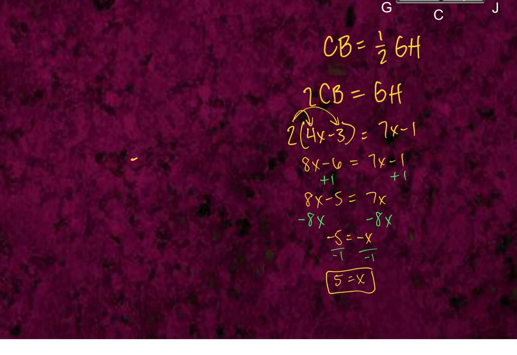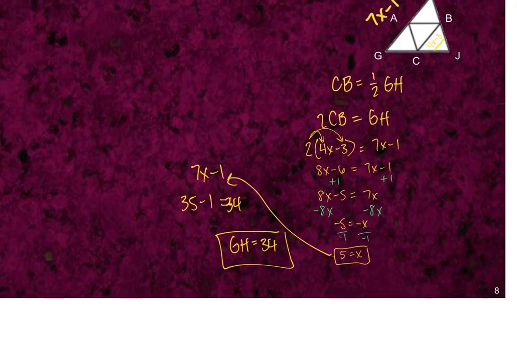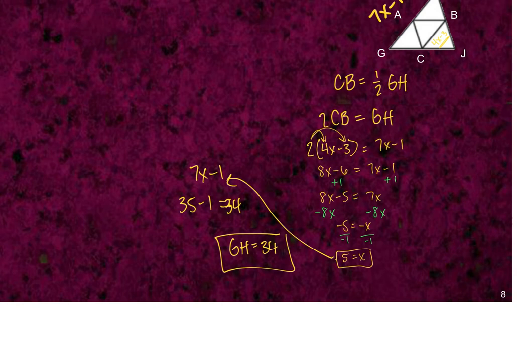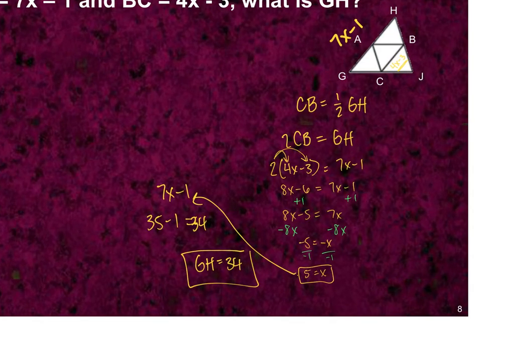Very good. So we're going to take that 7x minus 1, and we're going to plug in x equals 5. We're going to get 35 minus 1, which is 34. So the length of GH is 34. What's the length of CB without plugging it in? 34 divided by 2, which is 17. Okay? All right, any questions on this one? We're almost done, guys. I will wait another second.